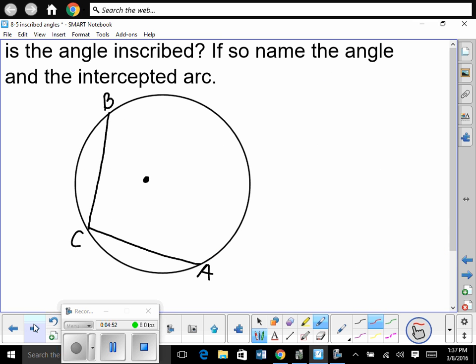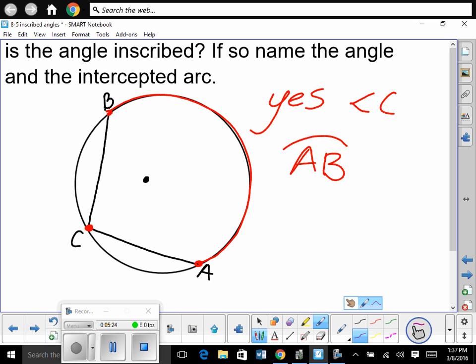So here we go. It says, is the angle inscribed? If so, name the angle and the intercepted arc. So is this angle inscribed? Yes, it starts on the outside, works its way out. So we would say yes. What is the inscribed angle? Angle C, right? Isn't that where the angle starts? And it opens up on the arc from here to here. So what's the arc it opens up on? Arc AB. Are we all comfortable with that?